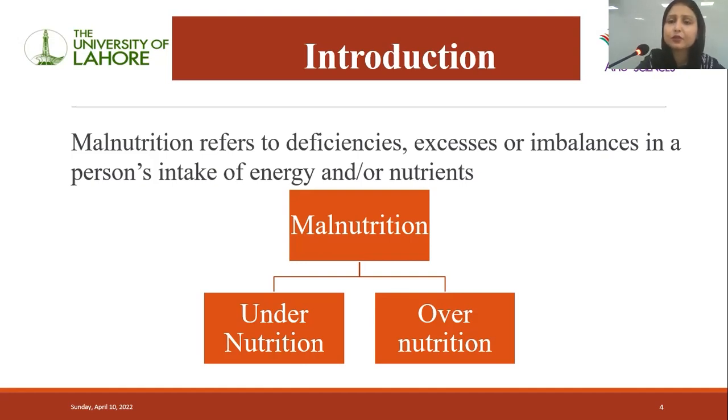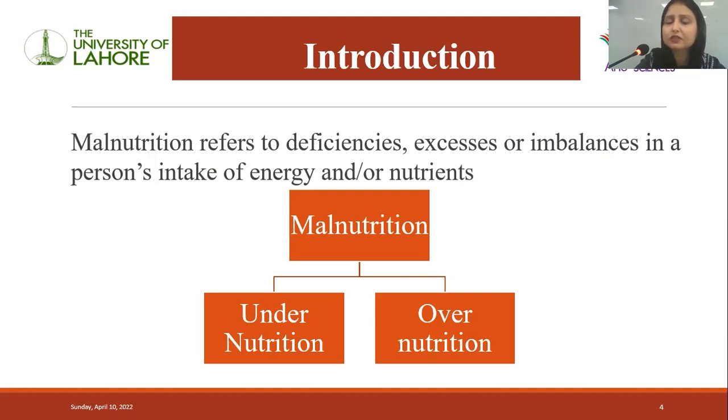So, malnutrition basically involves an imbalance of nutrient intake. Either you are taking in an excessive amount or you are taking in a deficient amount. So, it involves both undernutrition as well as overnutrition. What is undernutrition? Undernutrition involves stunting and wasting.